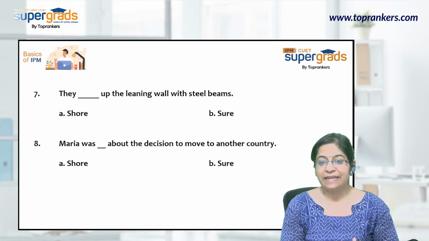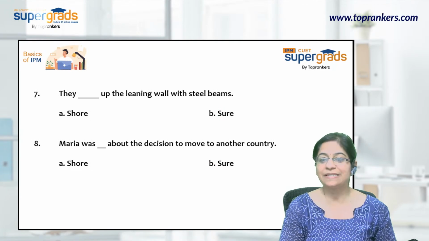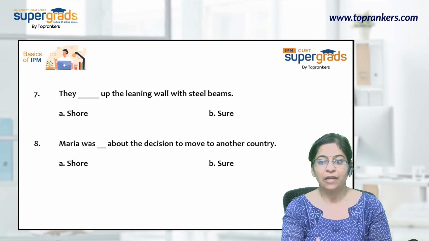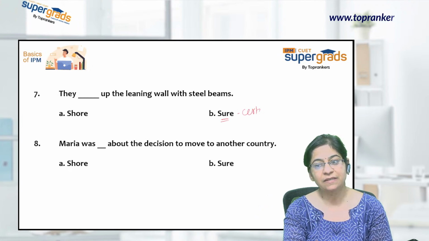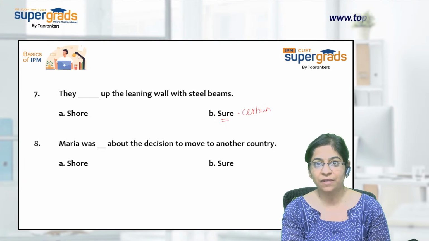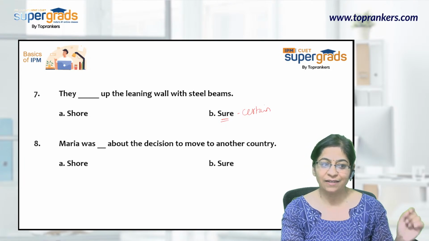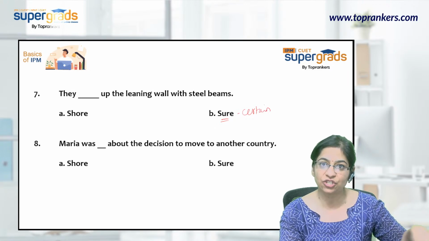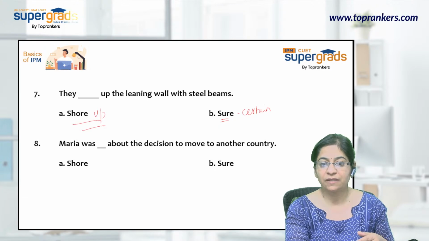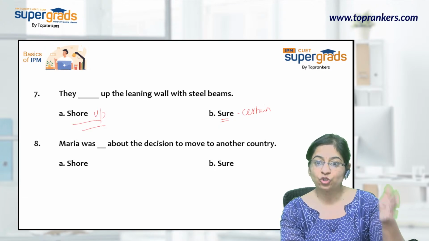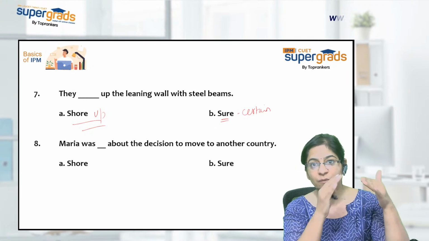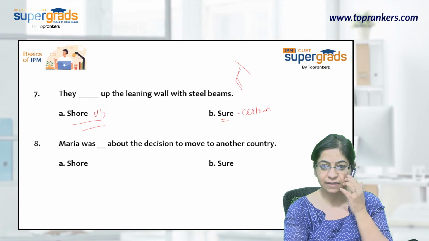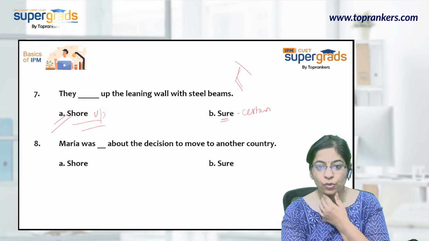They dash up the leaning wall with steel beams. So they shore up. Now, SURE simply means certain. So if you're certain of something, you're sure of that thing. And SHORE, well, although just shore means the beach, shore up means to support something. So if you shore up the leaning wall with beams, you're supporting the bending wall with beams, something like this. So here the answer would be shore up.